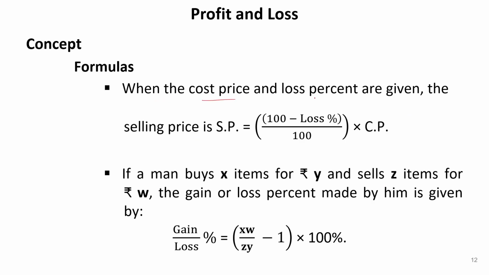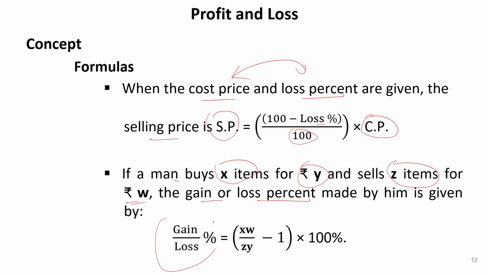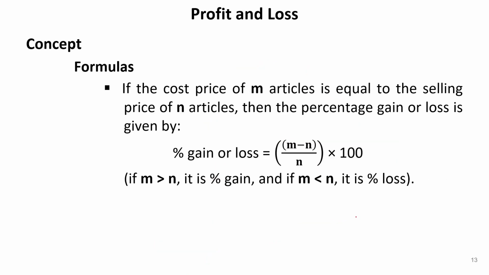So when the cost price and loss percentage, both these things are given. Okay. So the selling price SP is equal to (100 minus loss percentage) whole by 100 into CP, that is the cost price. So if a man buys X items for Y rupees and sells Z items for W rupees, then the gain or loss percentage made by him is given by gain or loss percentage is equal to (XW by ZY minus 1) into 100%.